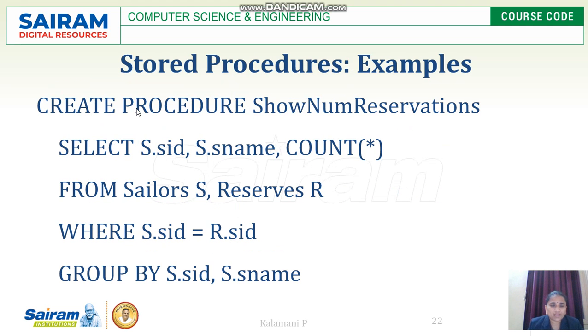So, an example of how to create it: CREATE PROCEDURE, then the name of the procedure. CREATE PROCEDURE is a keyword, this is the name of the procedure, and then the operation we are going to perform. SELECT SID, S.name, COUNT(*) FROM the tables and so on. This is a general query that you all know. Then this is a procedure. Within that procedure this value will be retrieved and stored, and whenever we want we can retrieve it.